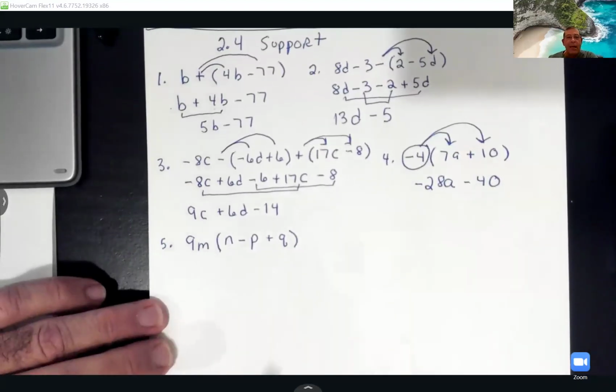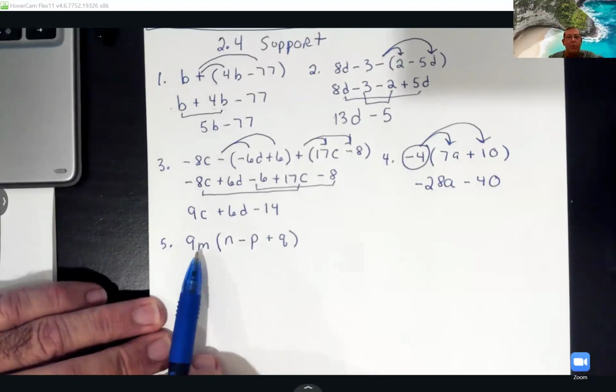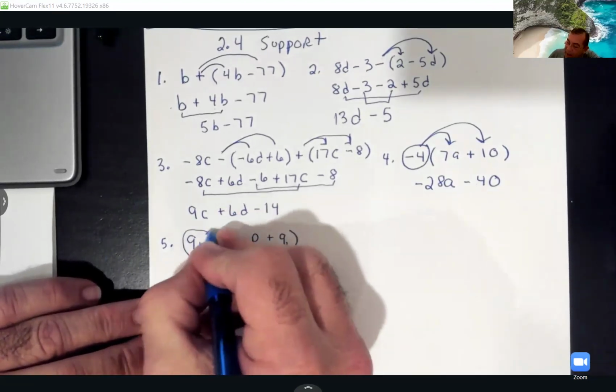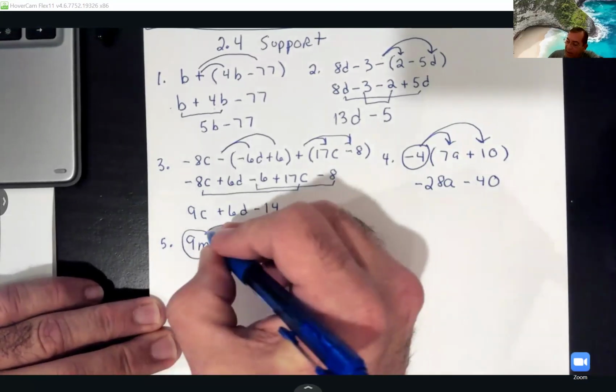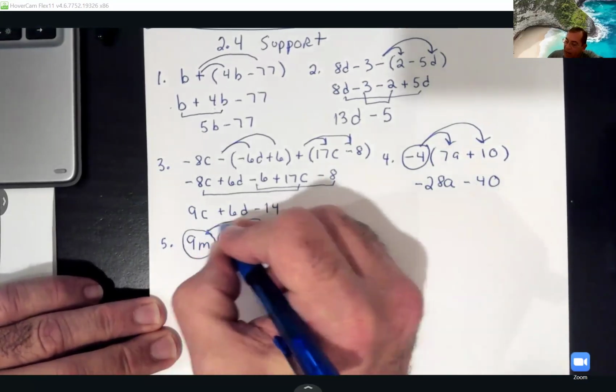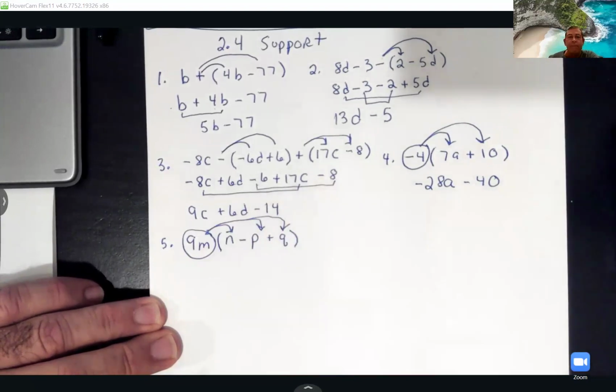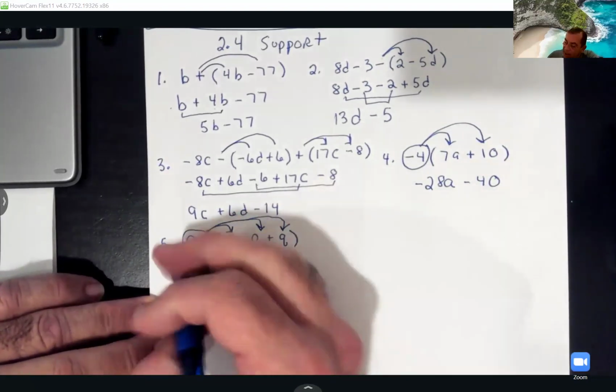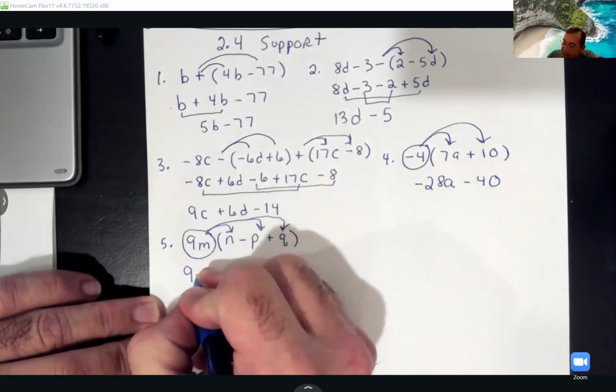So let's see what's happening. I'm going to multiply by 9m. This whole thing gets multiplied through here, and we're distributing it to everybody. So 9m times the n gives you a 9mn.